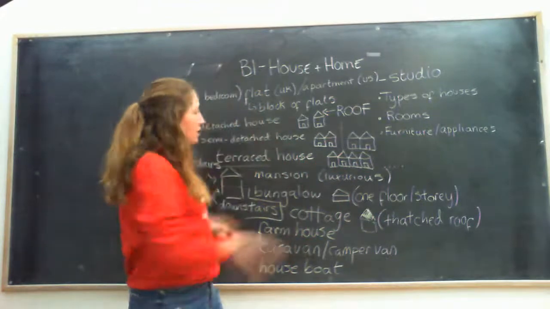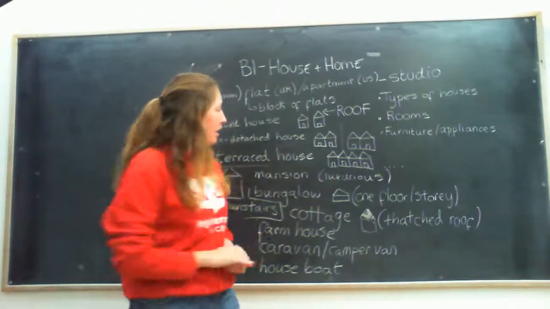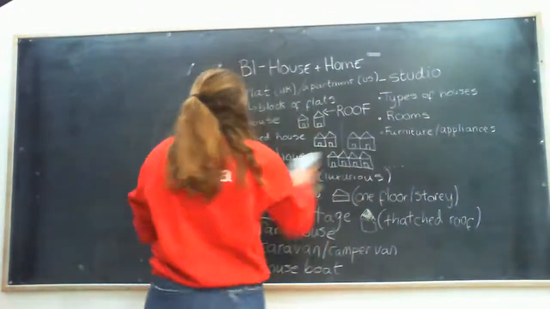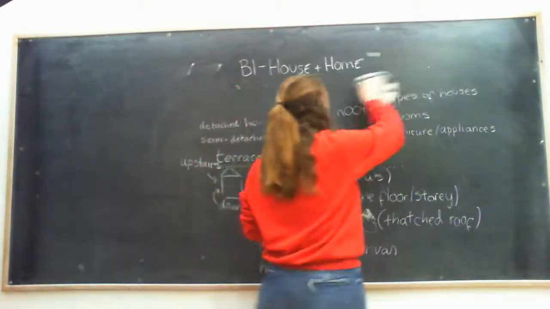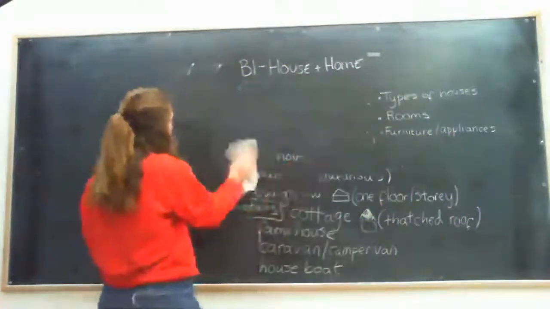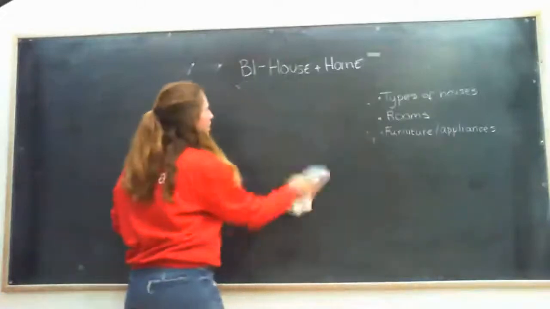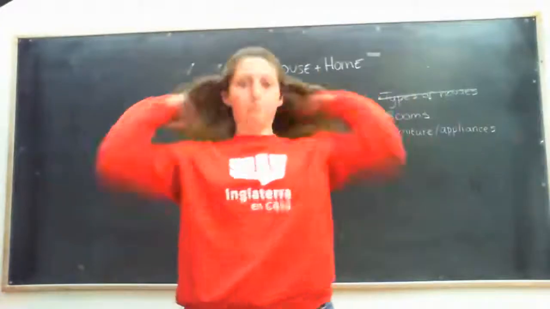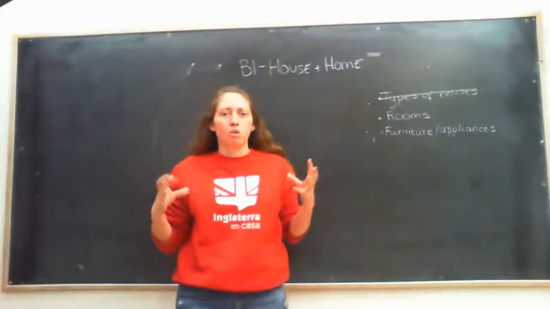Okay, so here are some types of houses that you might live in, or that you might know people who live in. So we can now look at rooms. Remember, if you do have any questions or doubts, you can comment and ask away. So, types of homes, we can cross off. Now, rooms then. So, what different rooms do we have in a house or in a flat?